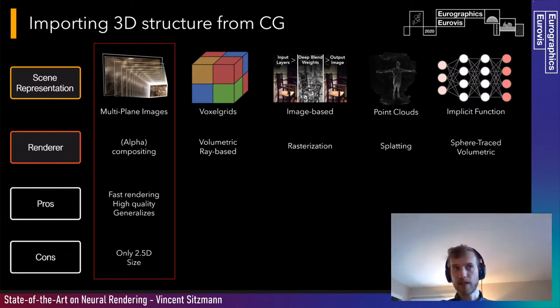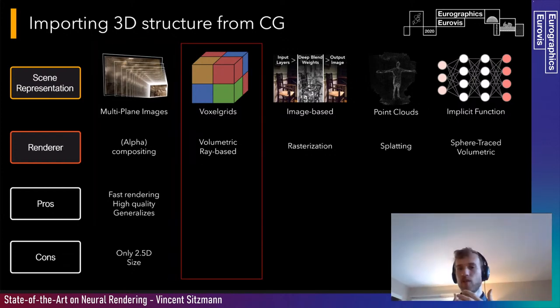It allows you to generalize. So even from few observations, you can reconstruct these multiplane images. And it's very fast at test time. However, this only allows you to do 2.5D novel view synthesis. You can't ever look at the backside of an object. You can only basically have some baseline from which you can render novel views. And these multiplane images are very big.